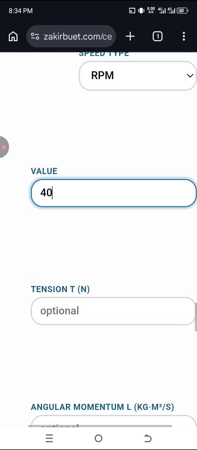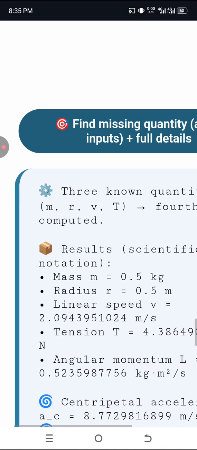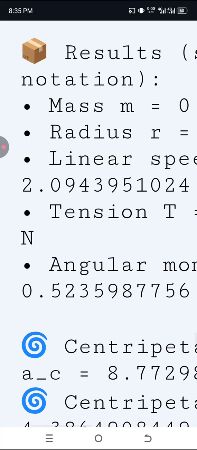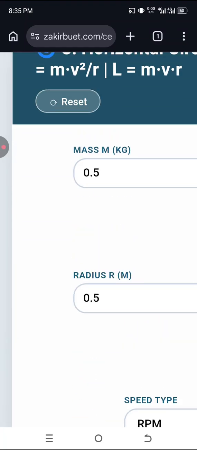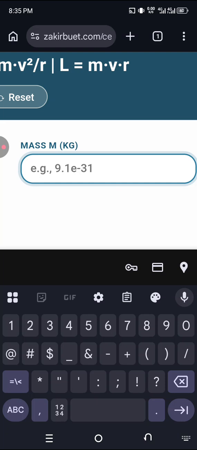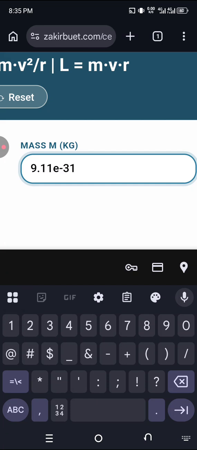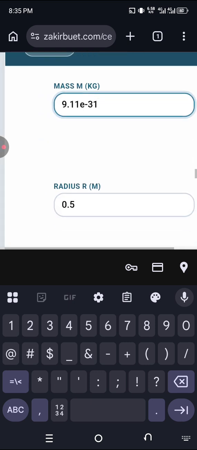So that's enough. Now we need to press this particular button below, find missing quantities, and you see the angular momentum is 0.5235, but they wrote 31.4, so they got it totally mistaken. And one thing is that you can also enter scientific values, like, let me enter 9.11 and then type E and then type minus 31. So this is the mass of electron, and E stands for times 10 to the power. You will get the output in normal format, in proper format.